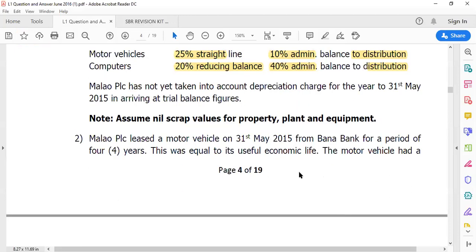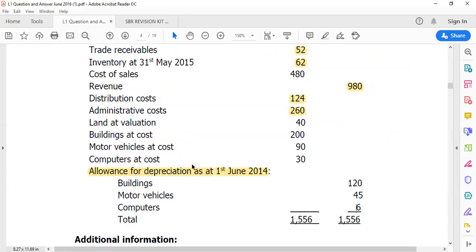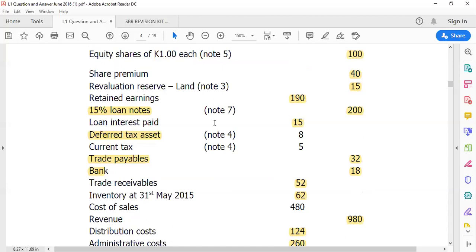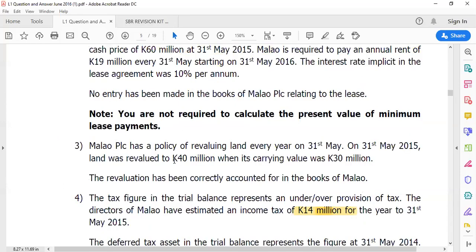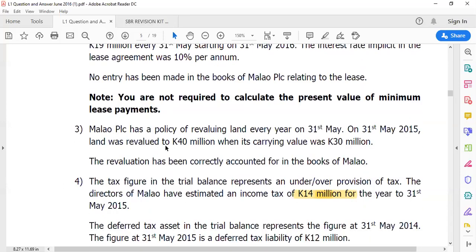Okay, so where is the lease? Let's go to the trial balance and find out the lease. There's a note. Okay, let's go to our notes. Okay, when you find the lease, we'll go back. Let's go to note number two. What does note number two say?